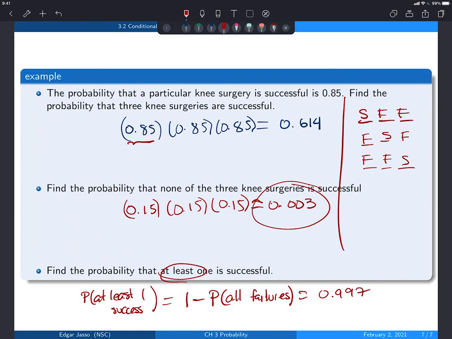Okay, so this is called the multiplication rule, and you use it when it's independent events, and you can use it with more than 2 if you do them in a row.